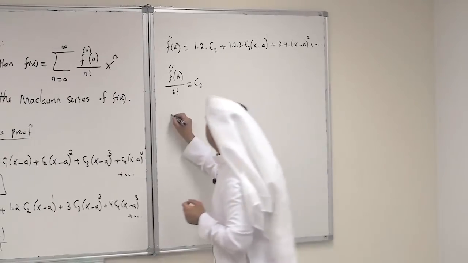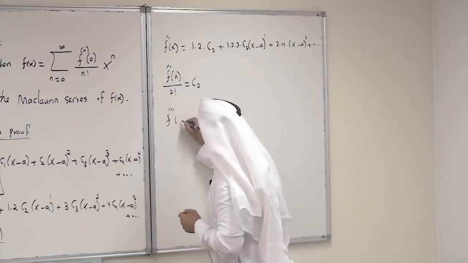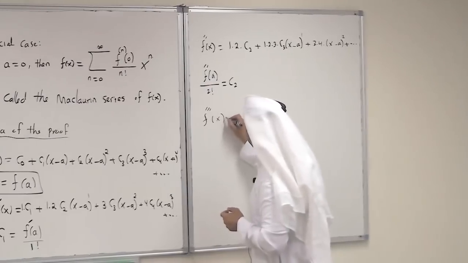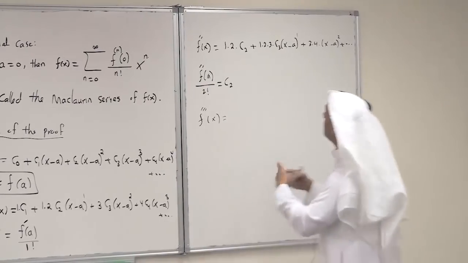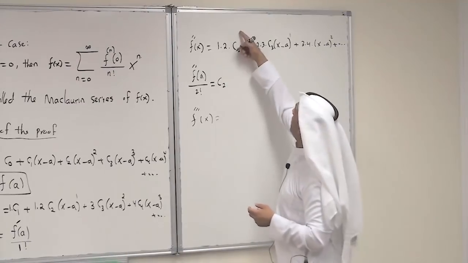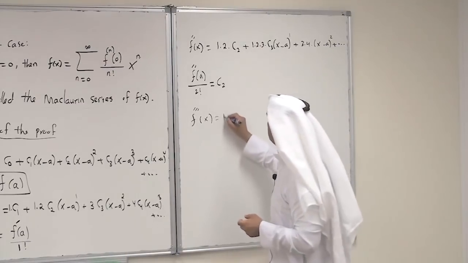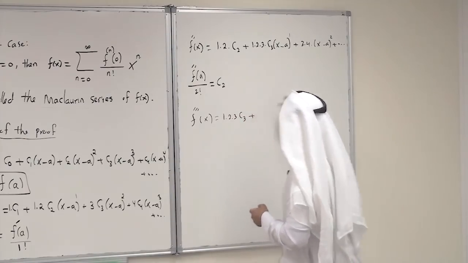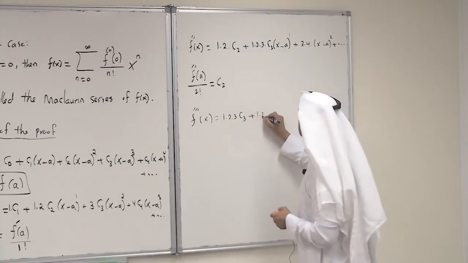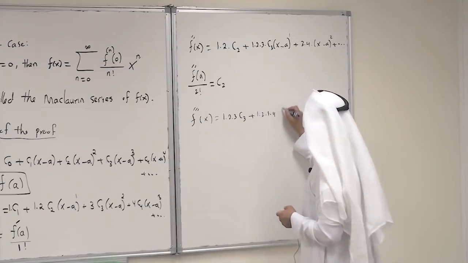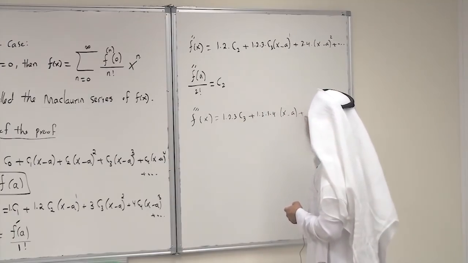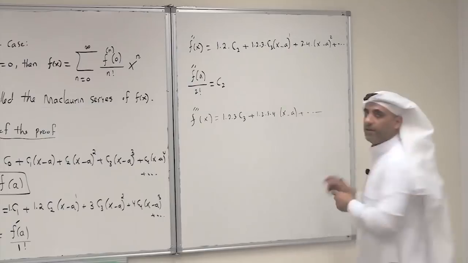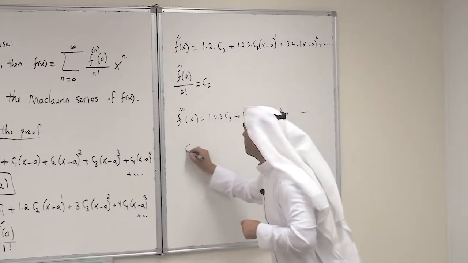Finding the third derivative now. If you find the third derivative at x, this is equal to, the first term will be 0 again. And what we have here is just 1 times 2 times 3 times C3 plus, for the next one here, it will be 1 times 2 times 3 times 4 times x minus a, plus all these terms involving x minus a. Find out now C3. What is C3?